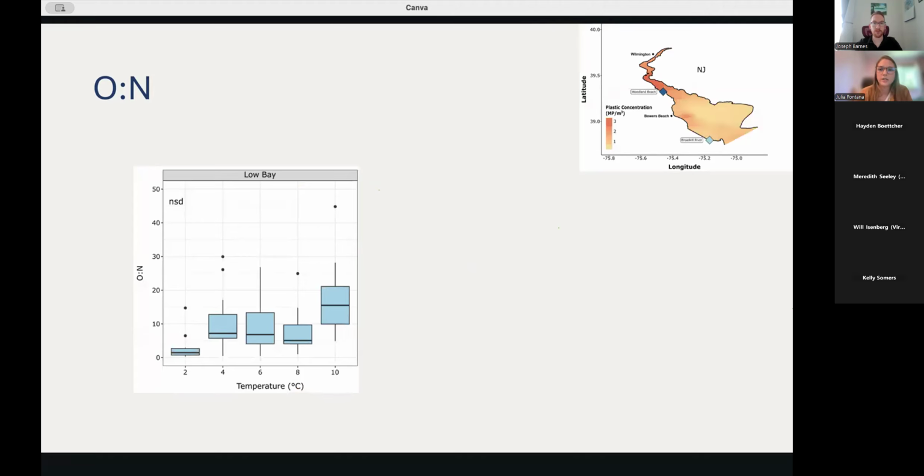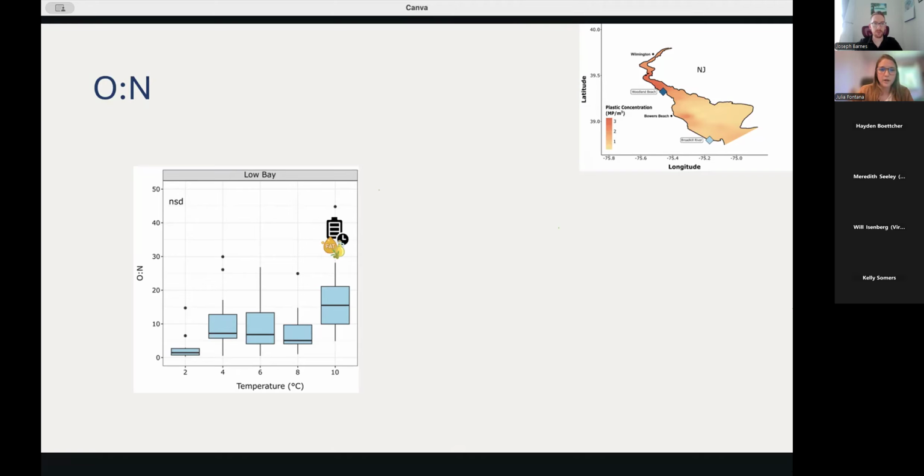So our results here, this is the low bay, low plastic location. We're seeing relatively low O to N ratios here, around 0 or like 5 to about 20, and that is symbolic of protein catabolism. However, at 10 degrees, we are seeing this lipid catabolism come into play. And that's at the low bay location. We typically would want to see a 20 or higher value to indicate a healthier organism as you're catabolizing all of your lipids, proteins, and carbohydrates at the same time.